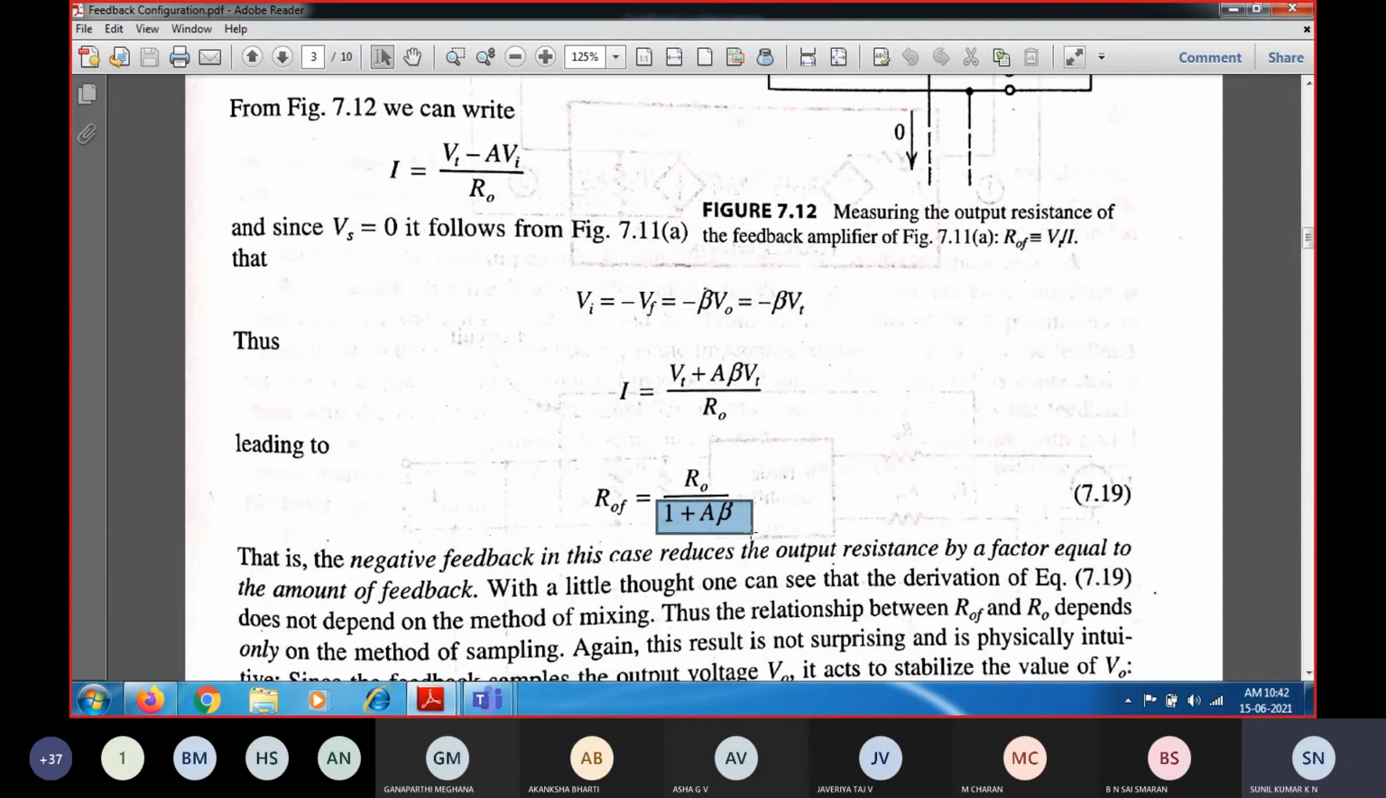So input impedance must be very high, output impedance must be low, right? That is the ideal characteristics of an amplifier. The same thing here also. So when you employ negative feedback, the output resistance is reduced by a factor of 1 plus A beta.